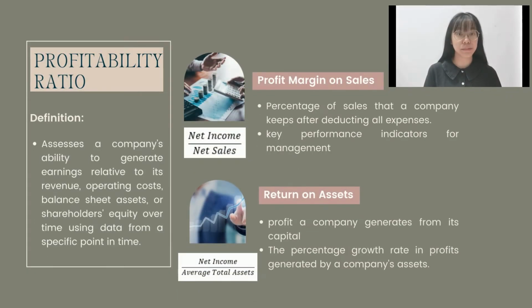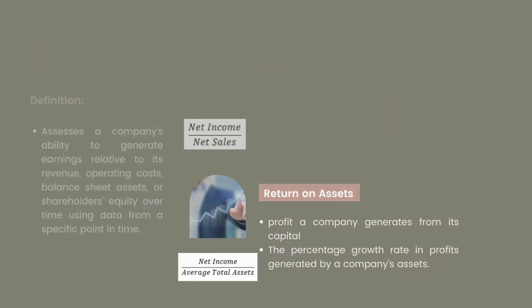Profitability ratio is assessing a company's ability to generate earnings. There are 2 ratios included. First is profit margin on sales. It's the percentage of sales that a company keeps after deducting all the expenses. And second is the return on assets. It's the percentage growth rate in profits generated by a company's assets.